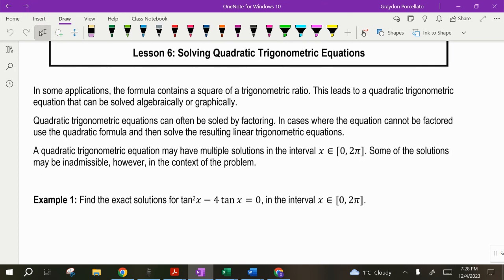Yesterday or Friday, for both classes, we focused on solving linear trigonometric equations. Today, we're going to solve quadratic ones. Remember, a quadratic is something like x squared plus 2x plus 1.